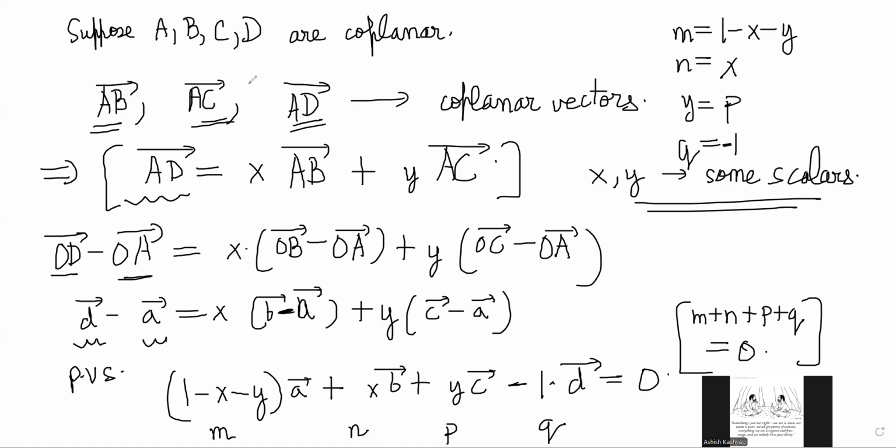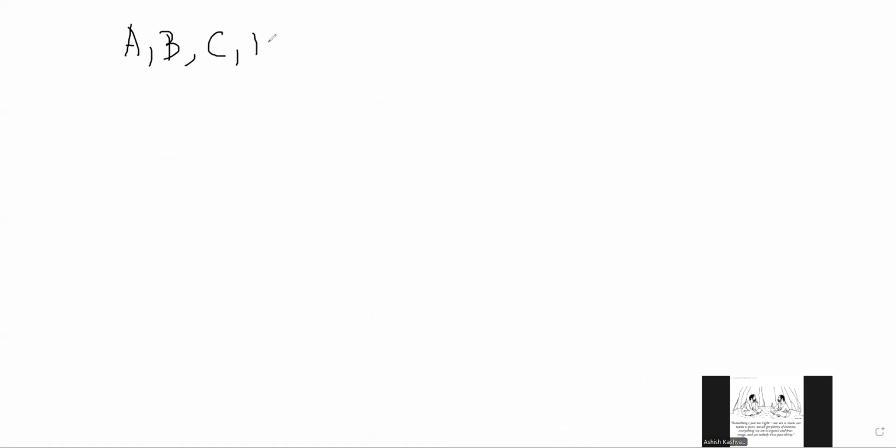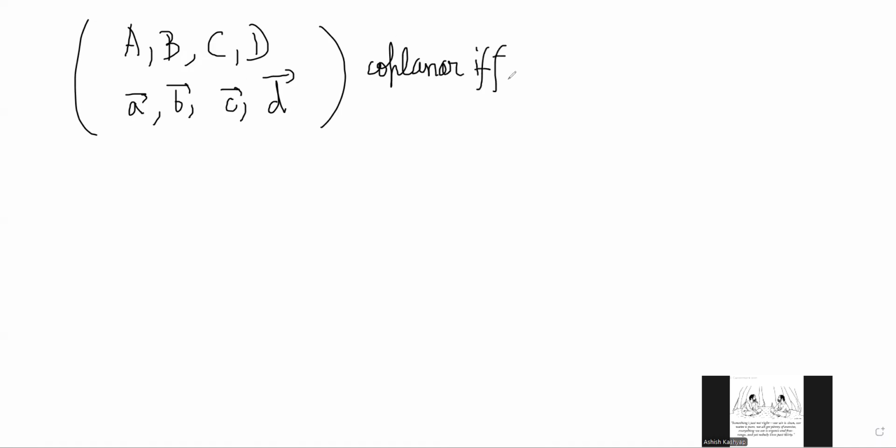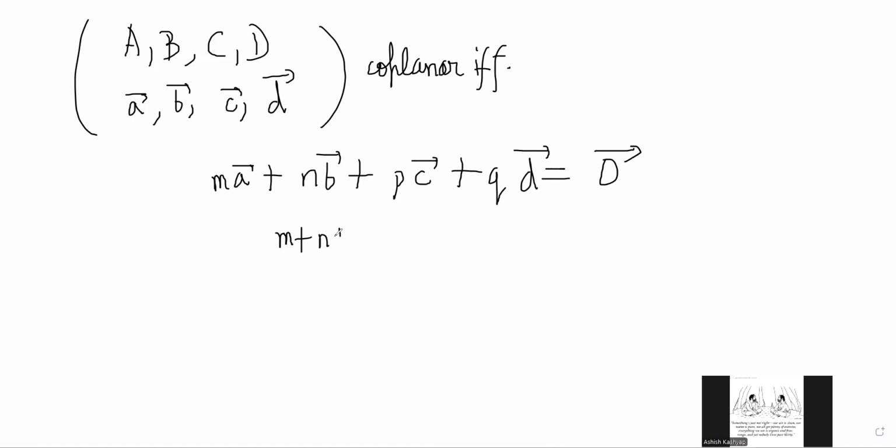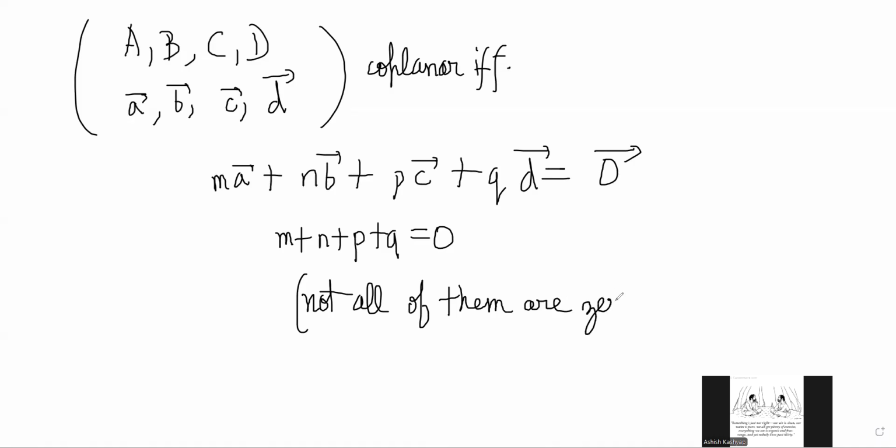What was our theorem? That if 4 points A, B, C, D are there and their position vectors are A, B, C, D, these 4 points are coplanar if and only if you can write MA plus NB plus PC plus QD is 0 vector, where M plus N plus P plus Q is 0 and not all of them are 0. M, N, P and Q are scalars, right? So this idea of coplanarity should be super clear to you. This is what we will use several times in problems.